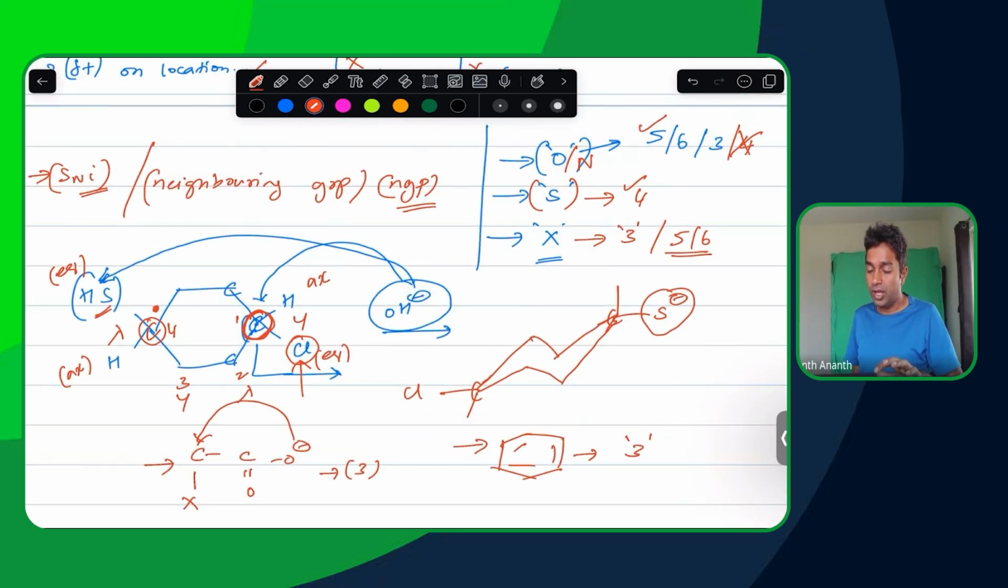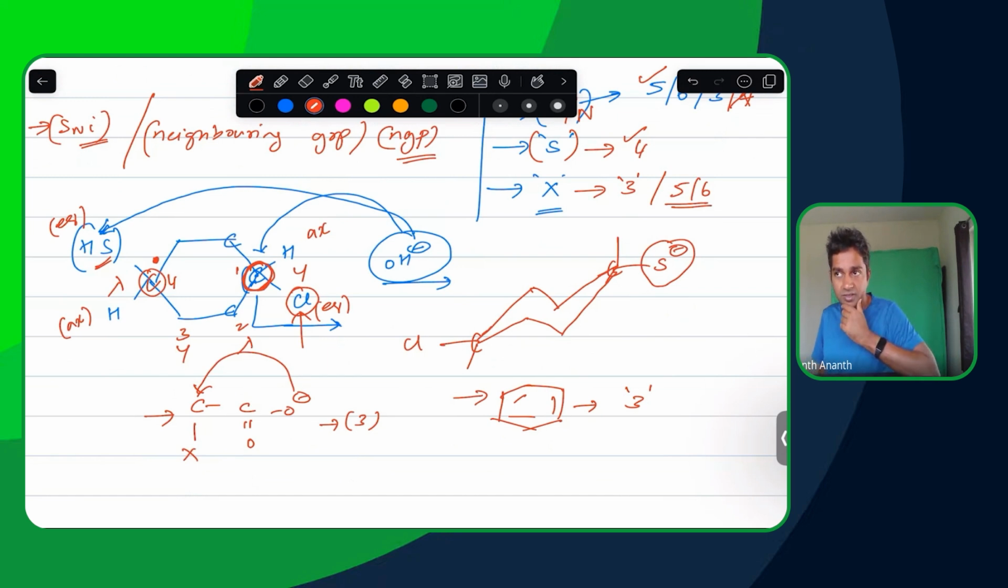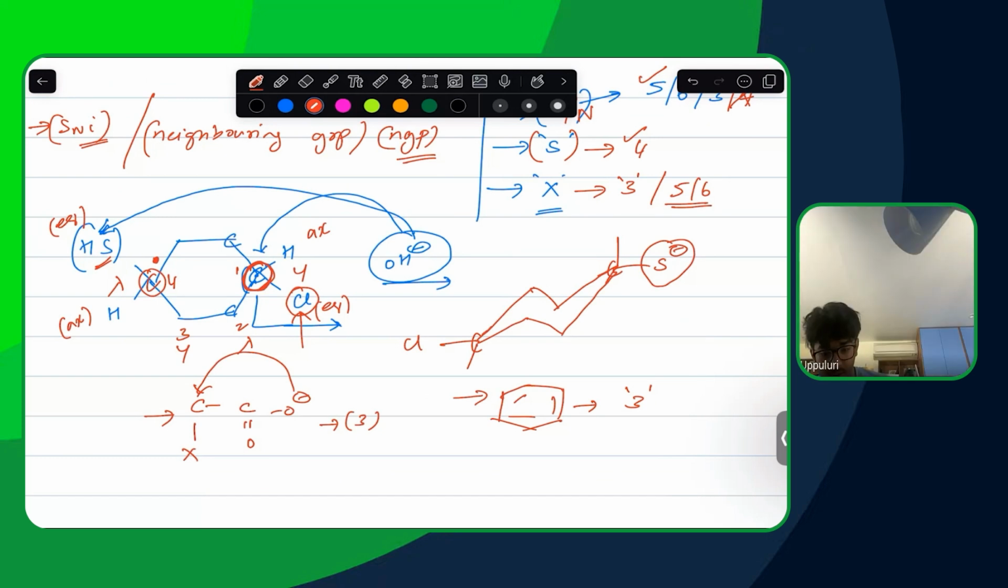Now, any other ring sizes which I've forgotten? It's been a while since I've taught this, so I might have forgotten some of them. Any other ring sizes you have discussed in school? No, sir, we heard about it.